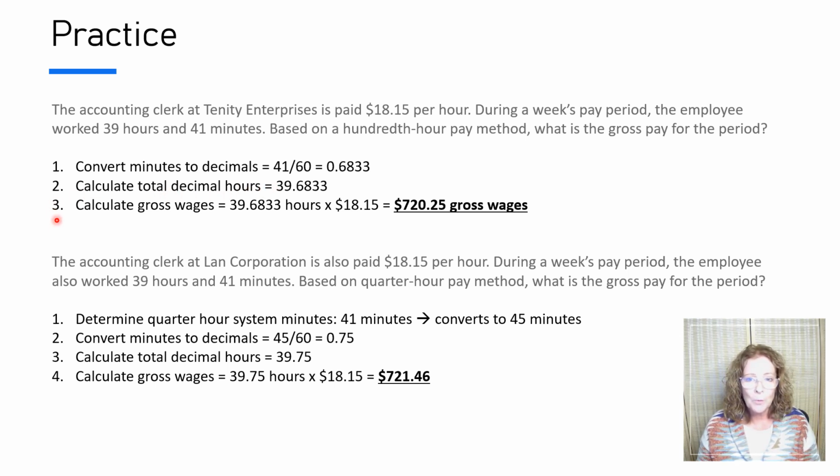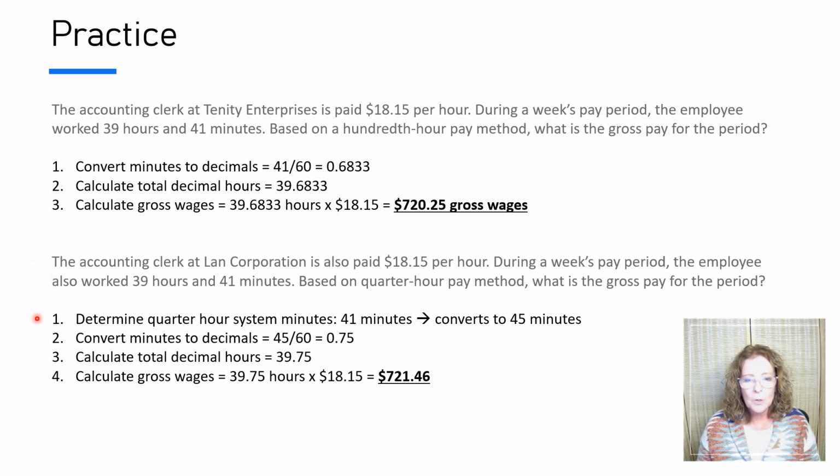We then calculate the wages by multiplying 39.6833 by the hourly rate of $18.15 per hour, which results in gross wages of $720.25. In the second practice exercise, the accounting clerk at Land Corporation is also paid $18.15 per hour. During a week's pay period, the employee also worked 39 hours and 41 minutes. Based on the quarter-hour method, what is the gross pay for the period?